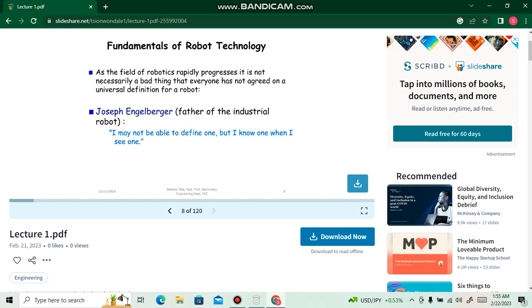Fundamentals of robot technology. As the field of robotics is repeatedly redefined, it is not necessarily a bad thing that everyone has not agreed on a universal definition for robot. Joseph Engelberger, father of the industrial robot: I may not be able to define one, but I know one when I see one.